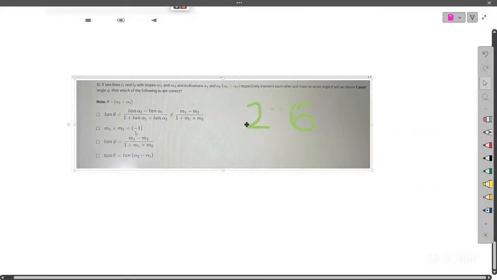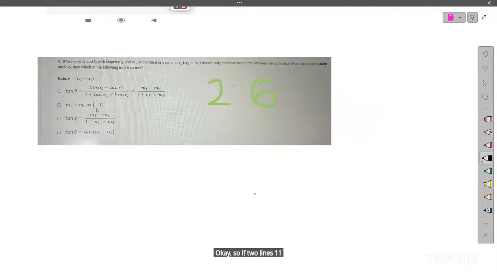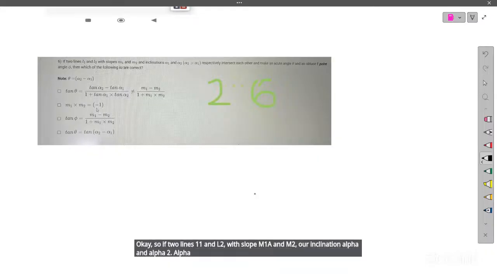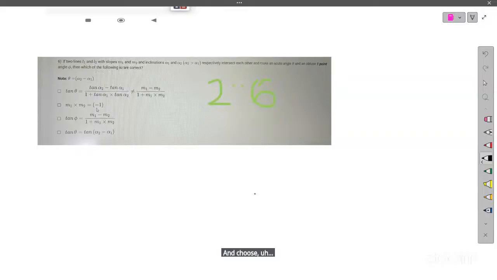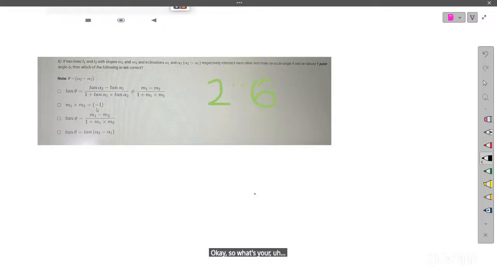Yes, ma'am. I have a doubt in the options given as the answer. Okay, so if two lines L1 and L2 with slopes m1 and m2 and inclinations alpha 1 and alpha 2, where alpha 2 is greater than alpha 1, respectively intersect each other and make angle theta, then which of the following is/are correct? Okay, so what's your doubt in this question? Which option is not correct?